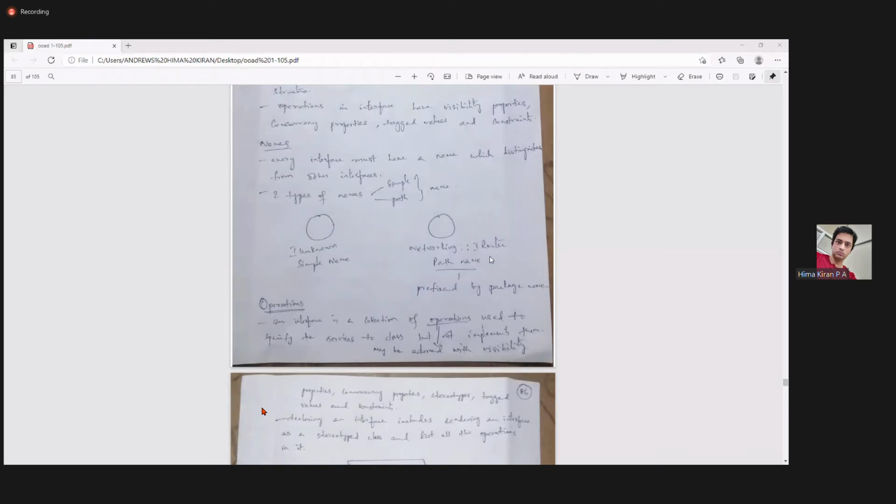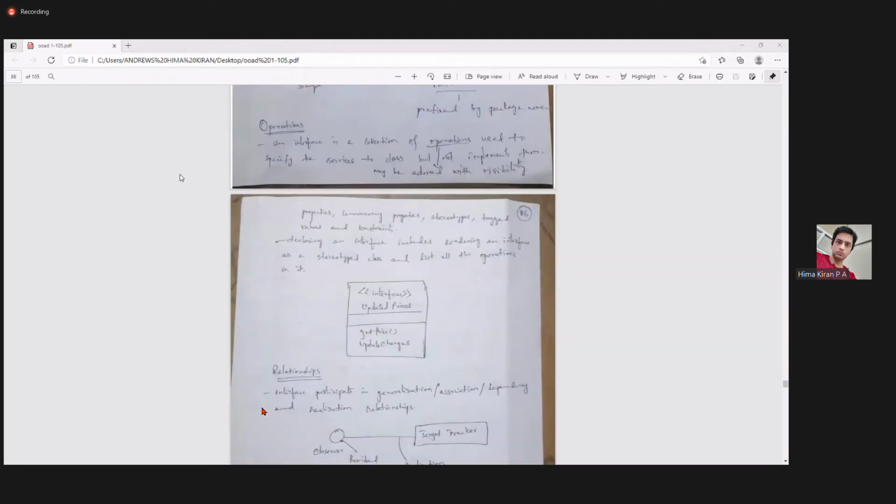The next one is the path name. Router is the name of the interface, and networking is the package name. In networking only, we will come across the routing techniques and remaining things, right? That's why the name of the interface should be preceded with the package name, which is considered as a path name.